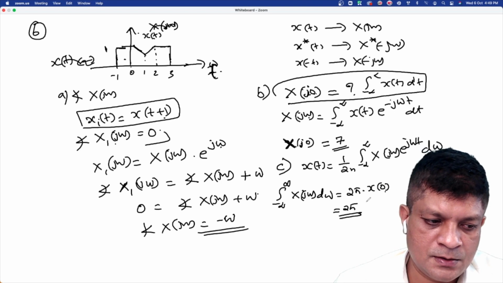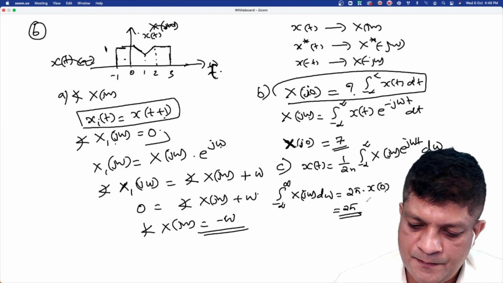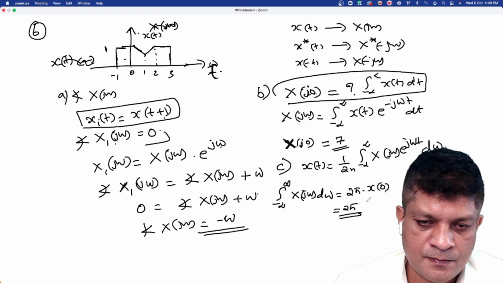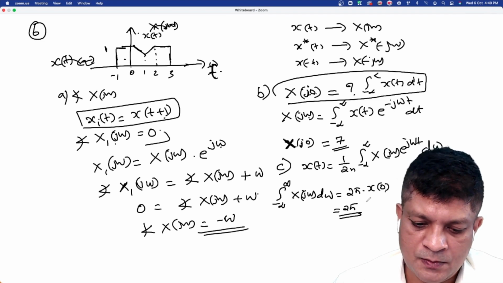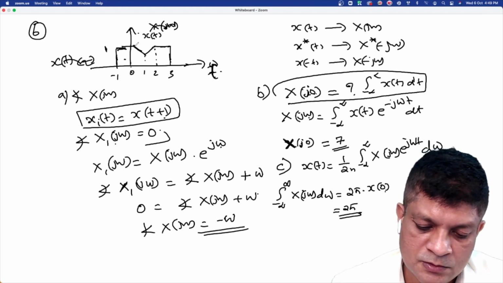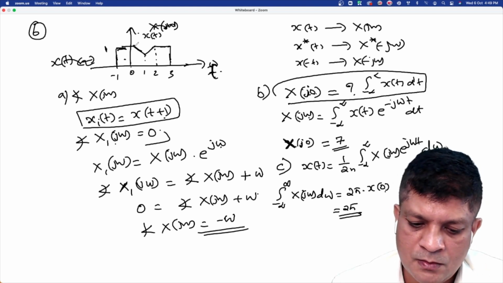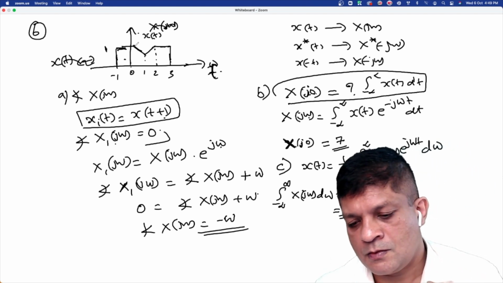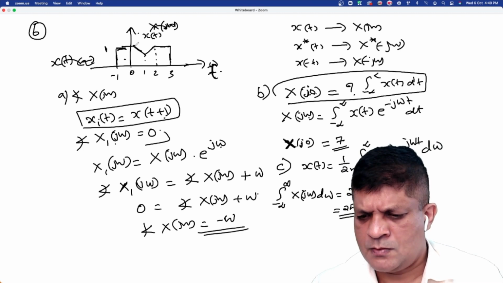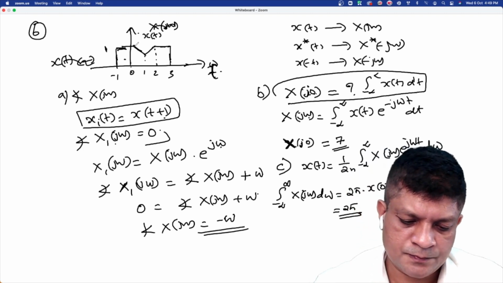Now, can you try the next part of that question? For part B, the answer should be 3.5. It is not 7, because the question gives the height as 2. In the question paper, it is 2, the maximum amplitude. Okay, it is 2.